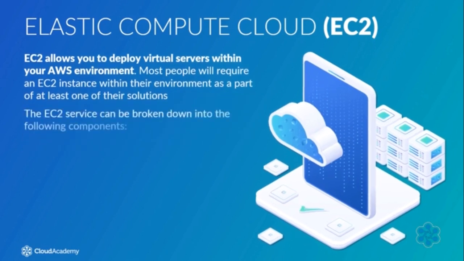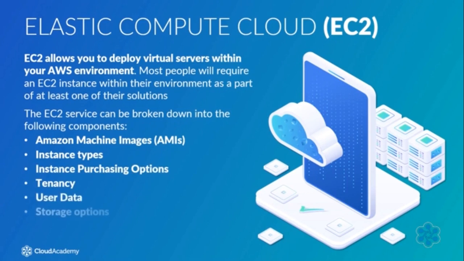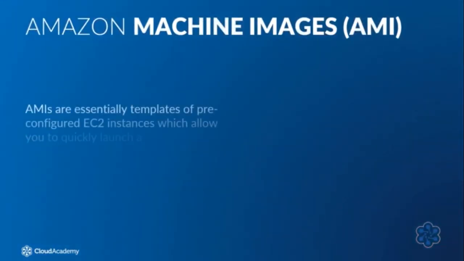There are a number of elements in creating your EC2 instance, which I want to break down and explain. This will hopefully help to define how the service works and answer a number of the questions that you may have. The EC2 service can be broken down into the following components: Amazon Machine Images, AMIs, instance types, instance purchasing options, tenancy, user data, storage options, and security. Let's look at each of these individually.